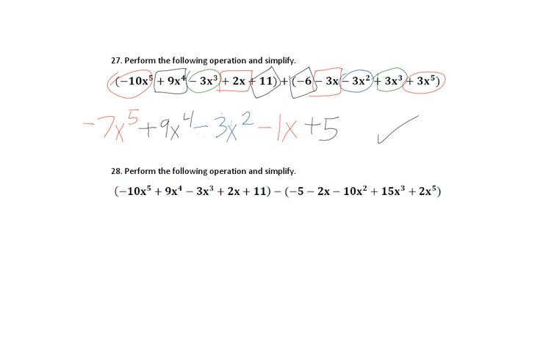Alright, 28 is going to work the same way with one difference. If there's a minus in front of the first parentheses, like there is here, what we're going to do is change everybody's sign. So it's going to become positive 5, positive 2x, positive 10x squared, negative 15x^3, negative 2x^5.